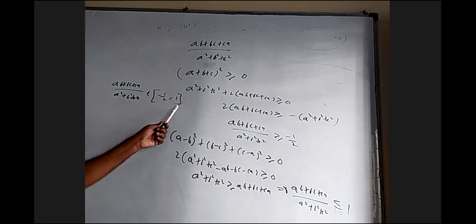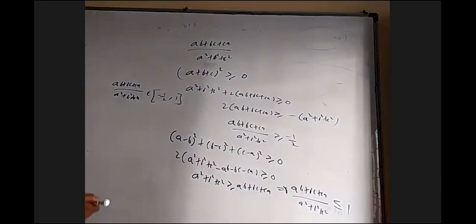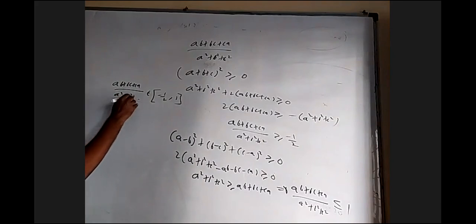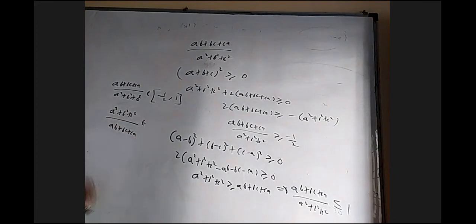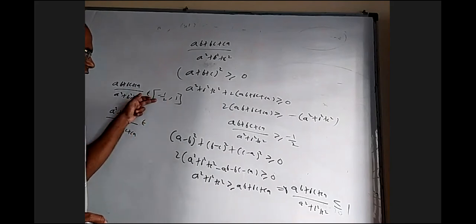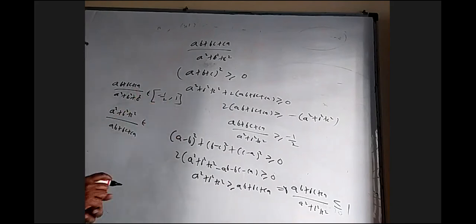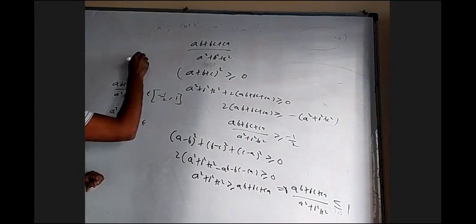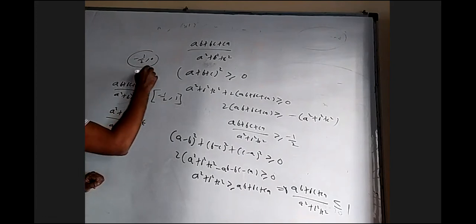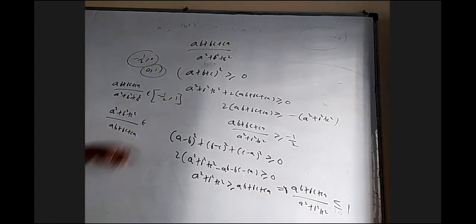If this range is minus 1 by 2 to 1, let us take its reciprocal and see what happens. That is (a square plus b square plus c square) by (ab plus bc plus ca). I cannot directly take the reciprocal of this, it's not right. I have to split this into two parts. Take minus 1 by 2 to 0 separately, 0 to 1 separately. If something is between 0 to 1, what will the reciprocal of that be, from what to what?